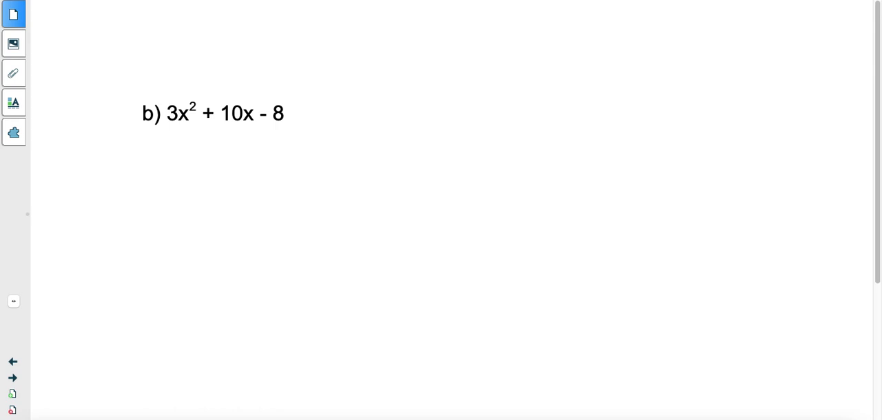Let's take a look at another example. 3x squared plus 10x minus 8. So for this example, same idea as before. We need two numbers that add to my number in front of x. So I need two numbers that add to 10. Also, I need two numbers that multiply to this number times this number. 3 times negative 8, that gives me negative 24.